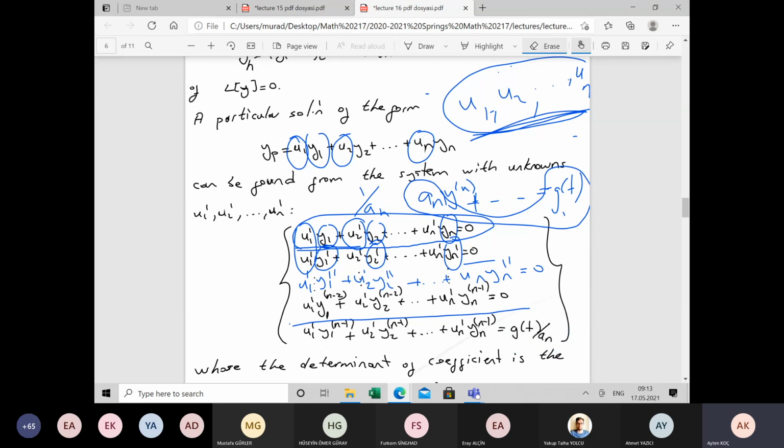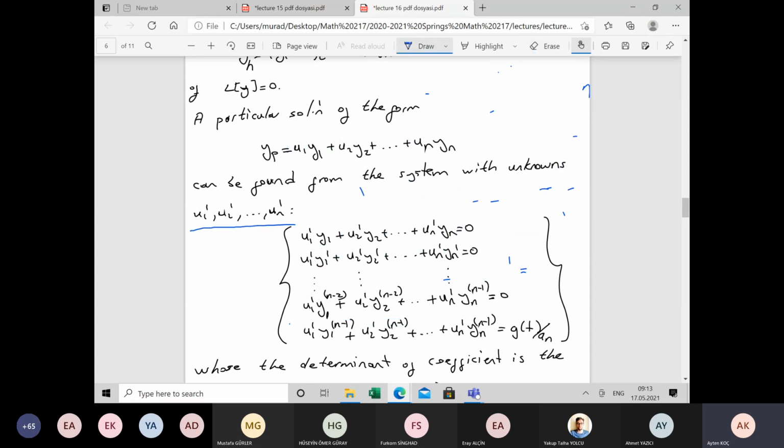And so we obtain the linear system here. This system contains n unknowns, u1', u2', ..., un': the first unknown, the second unknown, and the last unknown. Our aim is to find all unknowns. We have the first equation, the second one, and the last equation.